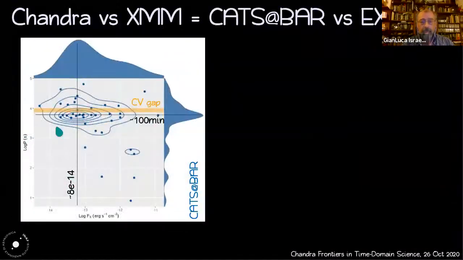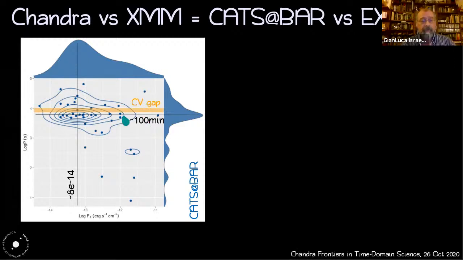Now, if you look at the main properties of the sample, you can clearly see, for example, that long period objects seem to be basically dominated by the properties of cataclysmic variables in our galaxy, because the bulk of the periods is around 100 minutes, which is more or less what we expected from the known population of cataclysmic variables.